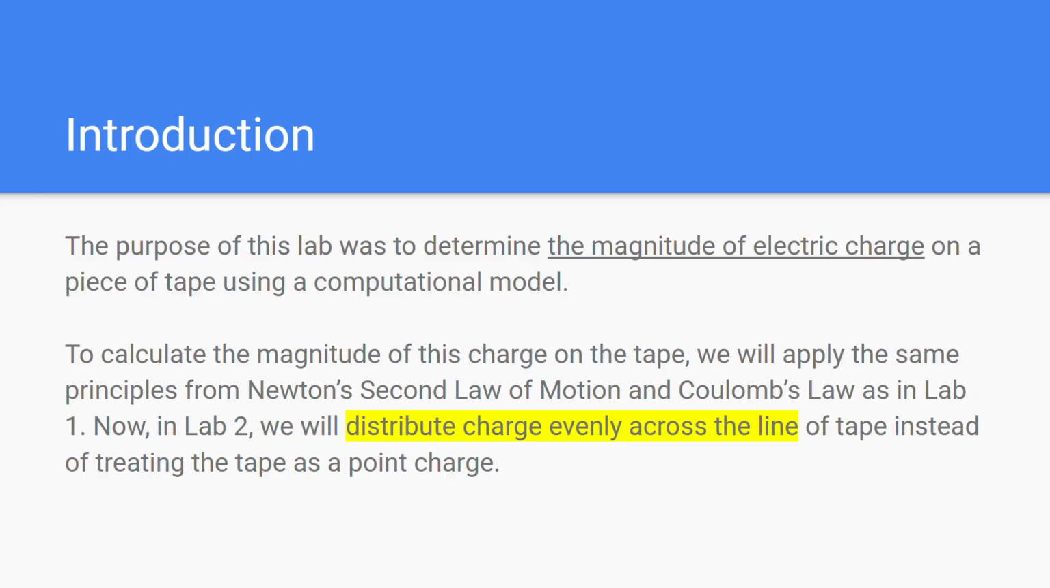To calculate the magnitude of this charge on the tape, we will apply the same principles from Lab 1, Newton's second law of motion and Coulomb's law. Now, in Lab 2, we will distribute charge evenly across the line of tape instead of treating the tape as a point charge.